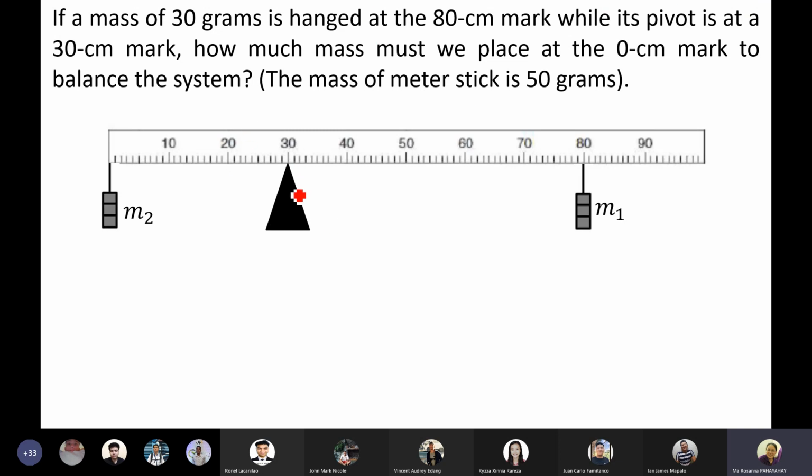That is the knife edge. How much mass must we place at the 0 mark to balance the system, if the mass of the meter stick is 50 grams?